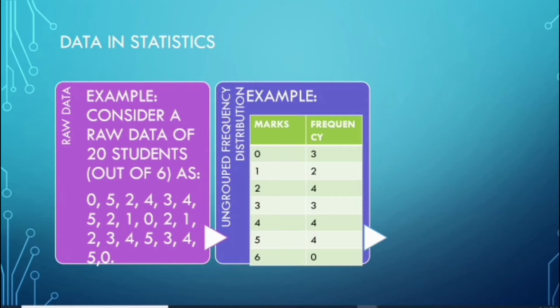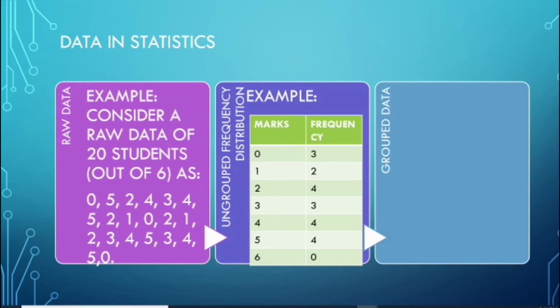But again, if I want to make the study more compact, I say the students who have got marks from 0 to 2 are failures. The students who have got marks 2 and above have passed. But students from 2 to 4 are average and 4 to 6 are excellent, outstanding. So we need to make this data into groups.